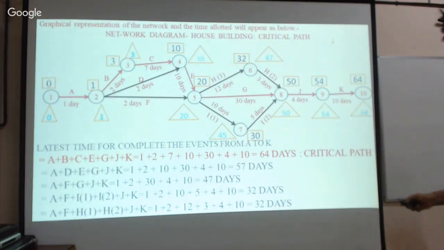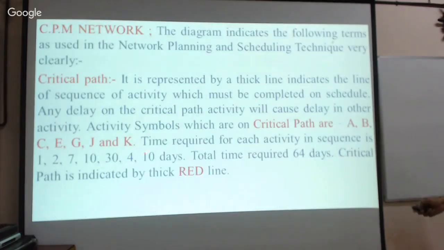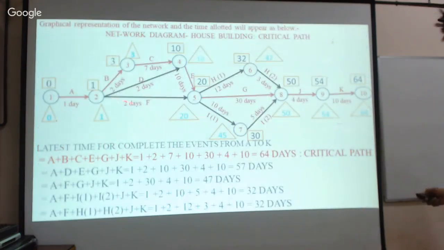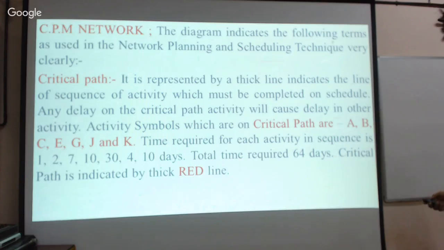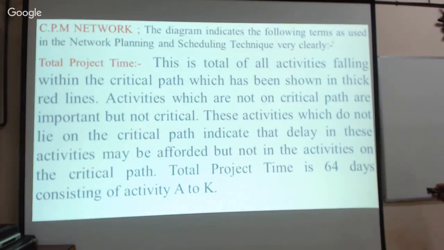Whatever I have discussed here, I have printed here. I have mentioned which is the critical path, how many days are required, and which color indicates it. That is the critical path, that is the explanation. And similarly, that is the total project time. This is the total of all activities falling within the critical path, which has been shown in thick red lines.